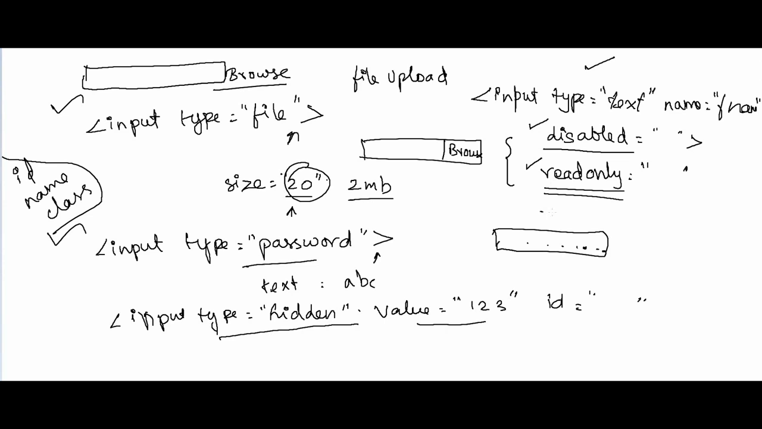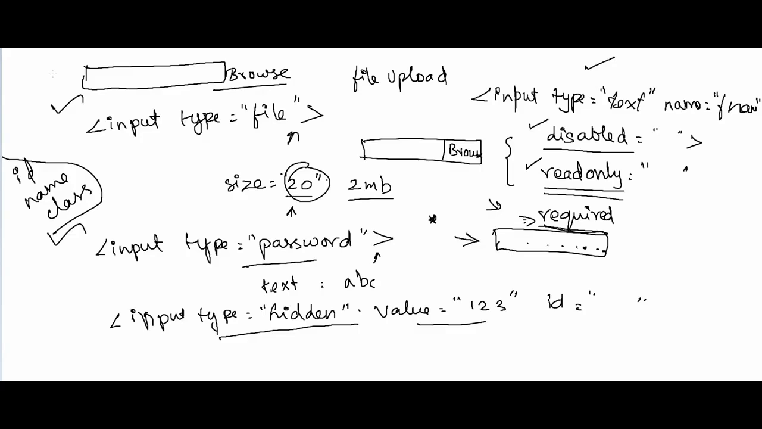The next attribute is required. If I am giving the required option, that text box should be filled before submitting the form. If I have not given required, and I have not given any data in that text box, the form will still be submitted. This was the purpose of required.